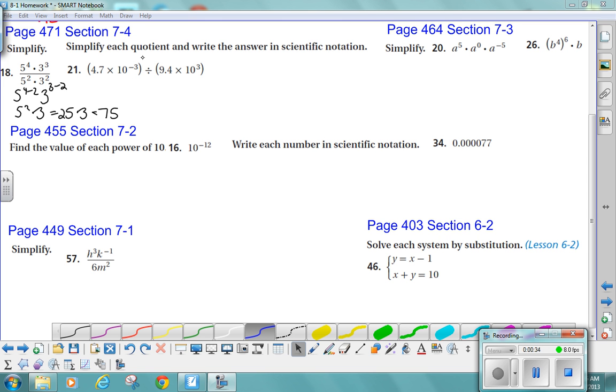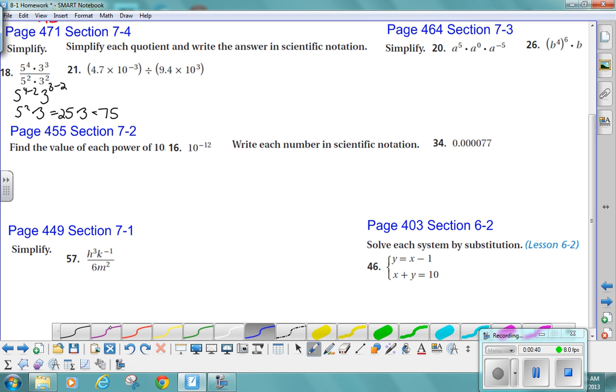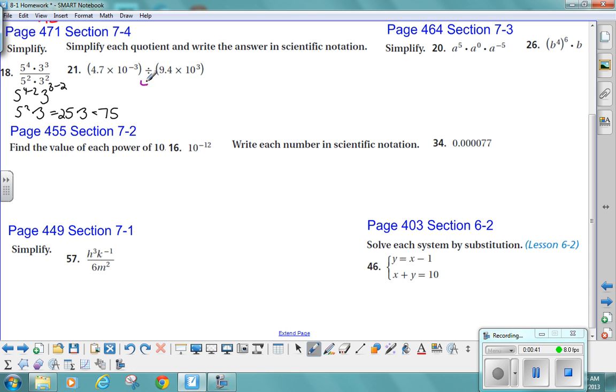When you divide things that are in scientific notation, you can split it up to where you're just doing the 4.7 divided by the 9.4, because those are alike. And then you can divide the tens. So 10 to the negative third divided by 10 to the positive third. Well, 4.7 divided by 9.4 is 0.5.